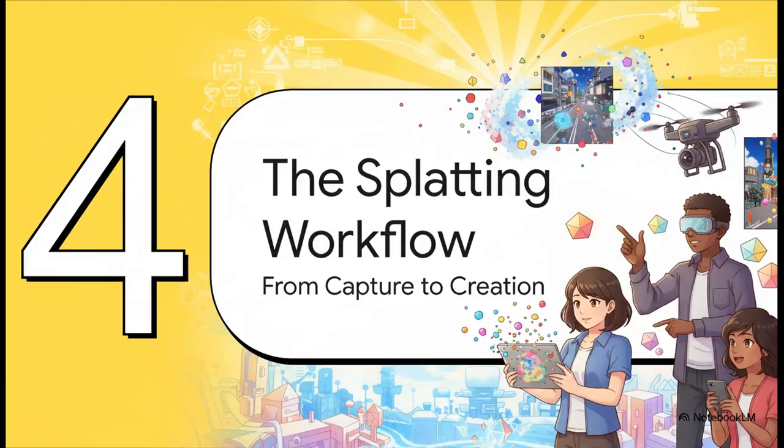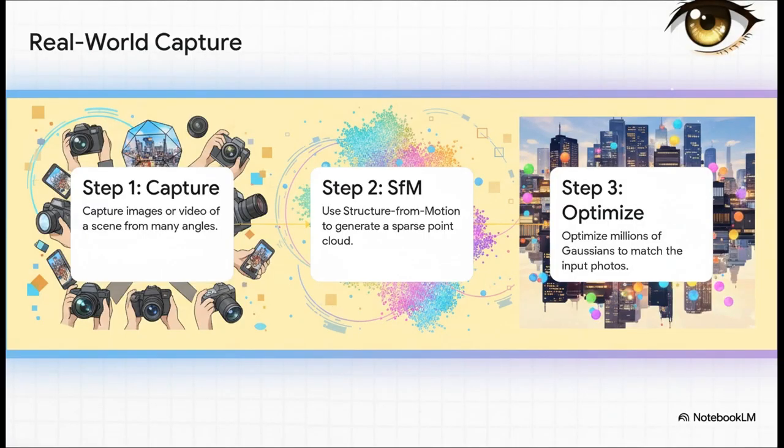Okay, so we know what it is, we know why it's so fast, but how do you actually make one of these things? So the most common way to do it starts with something called photogrammetry. It's actually pretty straightforward. You just take a ton of pictures or a video of something from all different angles. Then some clever software analyzes those images and figures out a basic 3D point cloud. Then comes the magic. The algorithm takes that point cloud and turns it into millions of these Gaussian splats, tweaking their size, shape, and color until what it renders looks exactly like your original photos.